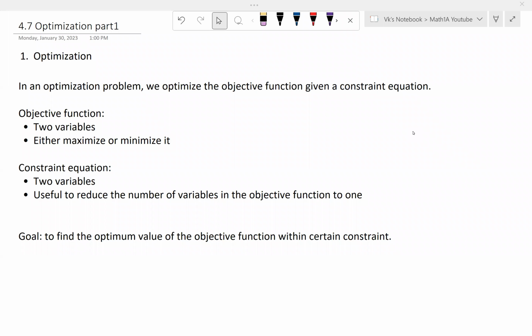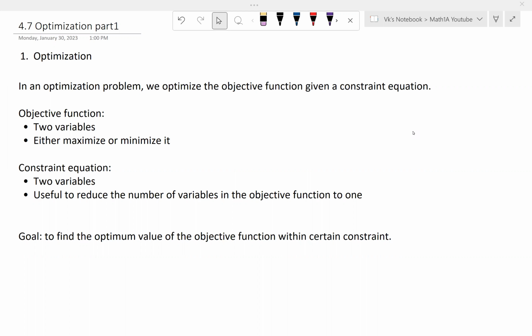Hi everyone, welcome to Differential Calculus. Today we explore lesson 4.7, optimization part 1. Optimization is the most important application of the derivative.